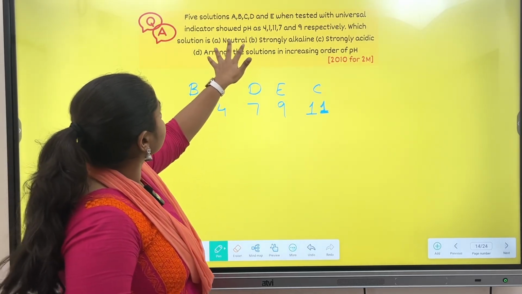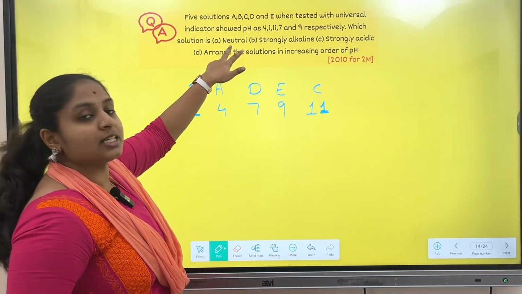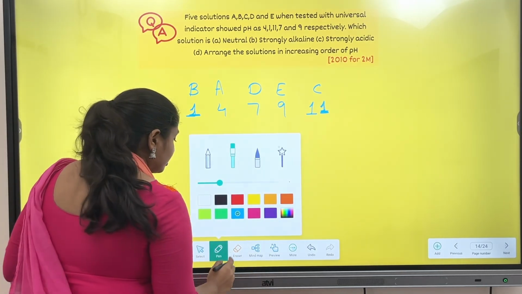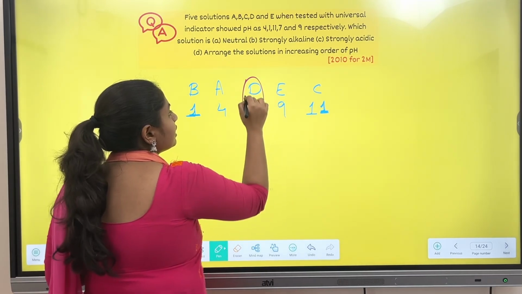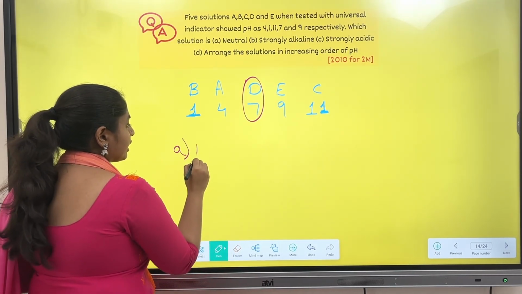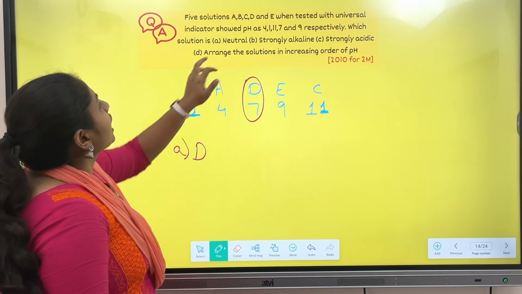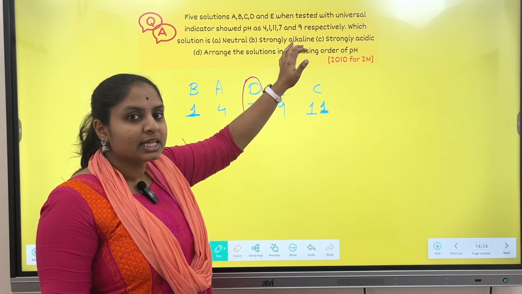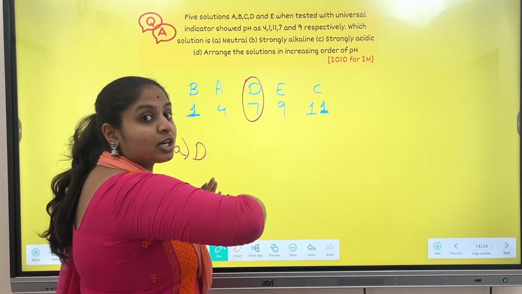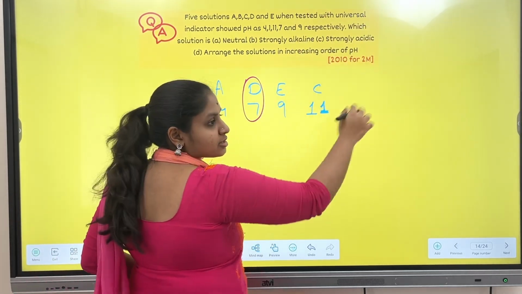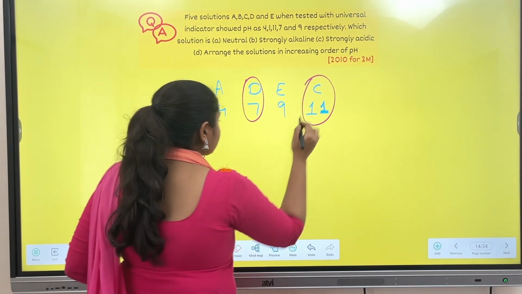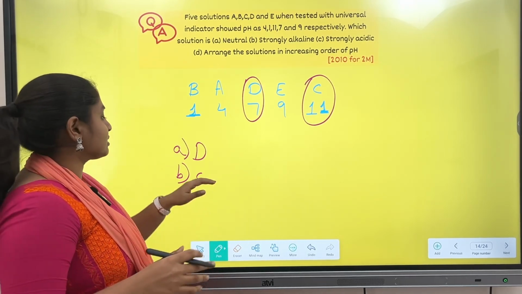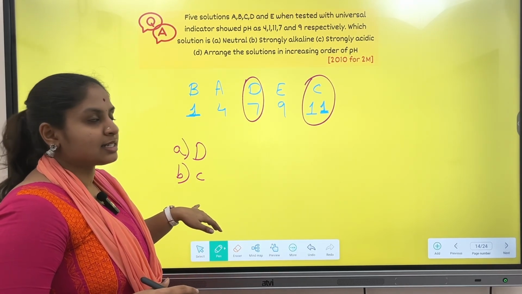So the first question is, name which solution is neutral. Neutral means the pH should be 7. So the solution which is neutral here is D. So the answer for A is D. Which solution is strongly alkaline? Alkaline means it is more basic in nature. It should be far away from the neutral towards the right side. The farthest on the right side is C. So the answer to question B, the strongly alkaline solution, is C.